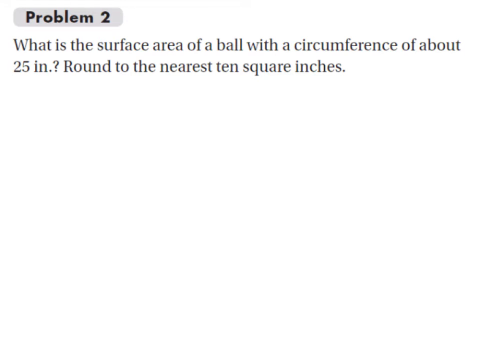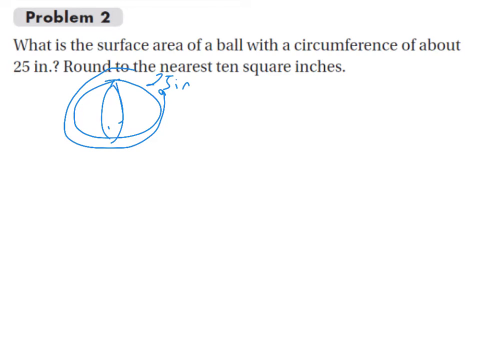Now we're asked to find the surface area of a ball that has a circumference of about 25 inches. Okay, so we're gonna round that to the nearest 10 square inches. So if we have a sphere here, okay, that's my poorly drawn sphere, and all the way around the outside is 25 inches. Okay, that's all the way around here.